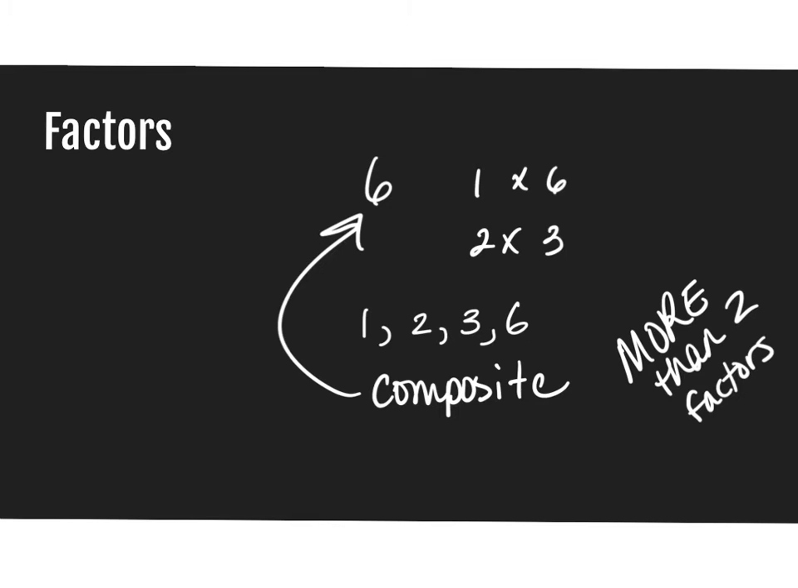Let's take a look at another number. How about the number 6? 6 has more than 2 factors, so we can multiply 1 times 6 together. We could also multiply 2 times 3, which means its list of factors is more than 2. 1 is a factor, 2 is a factor, 3 is a factor, 6 is a factor, which means this number is composite. 6 is a composite number because it has more than 2 factors.